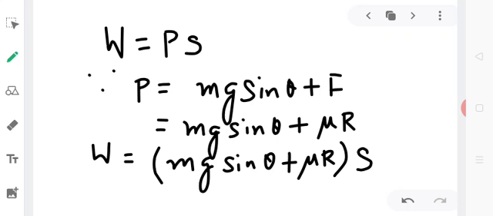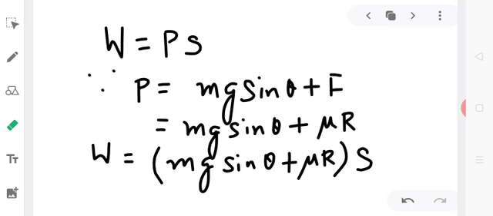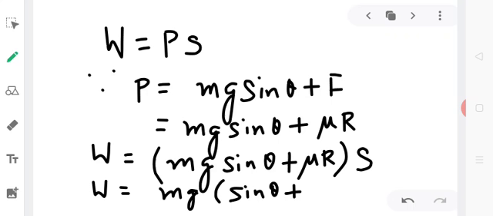We already know that R is equal to mg cos theta. So we can further substitute and get the final expression for W as mg, if we take out mg as common, we will get sin theta plus mu cos theta, multiplied by s. So knowing m, theta, s and mu, we can calculate work done in moving the body up a rough inclined plane.